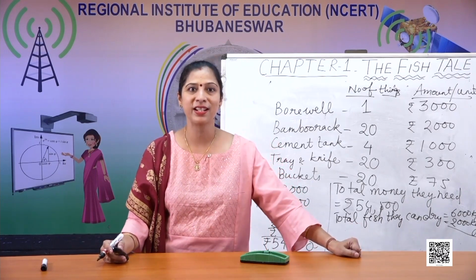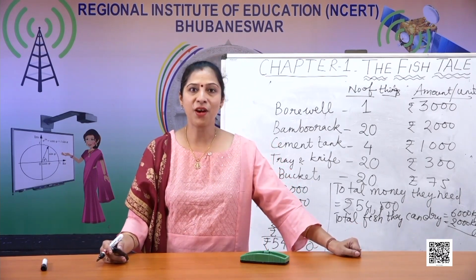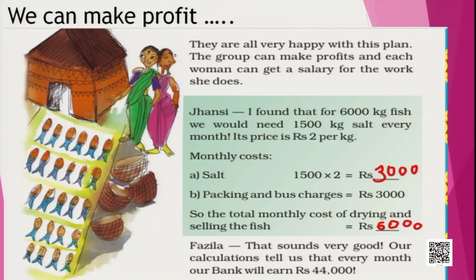Jhansi said, I found that for 6,000 kg fish, we need 1,500 kg salt every month. And the price for 1 kg salt is rupees 2. So how much money do they need to buy salt? They need rupees 3,000. And for the packing and bus charges to sell it off, they need 3,000 more. So the total monthly cost of drying, packing and selling is 3,000 plus 3,000, which is equal to 6,000 rupees.